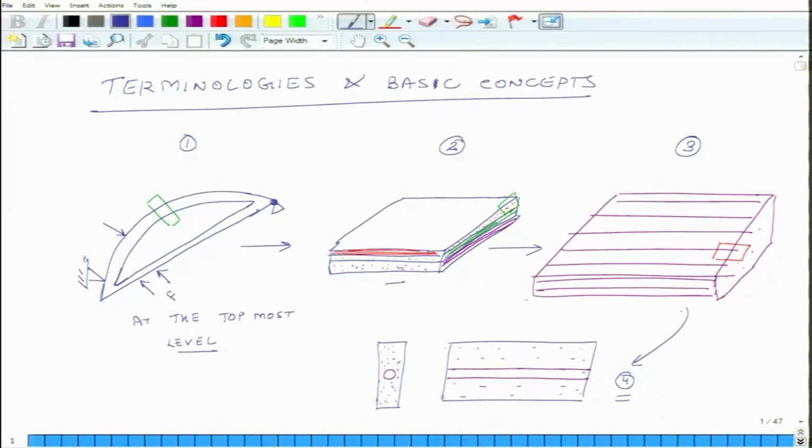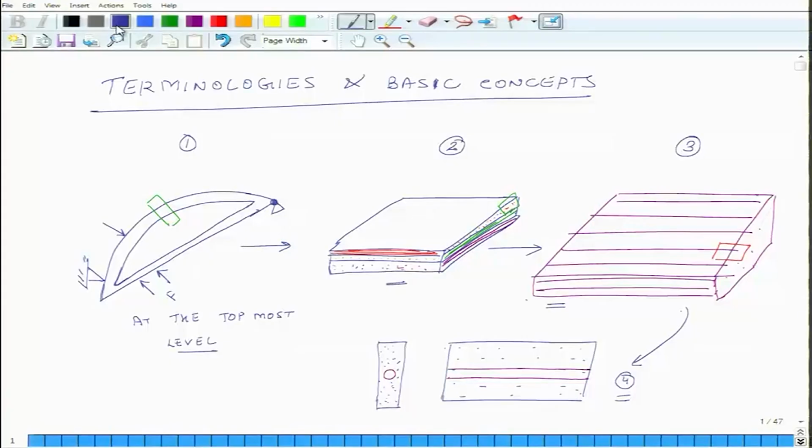So, we have to understand the mechanical behavior at level 2, and we have to understand the mechanical behavior at level 3 and level 4. Unless we understand the mechanical behavior at 4, 3 and 2, we cannot understand how the overall structure behaves, because it is not one homogeneous material. It is made up of several layers, and each layer is a mixture of fibers and matrices.